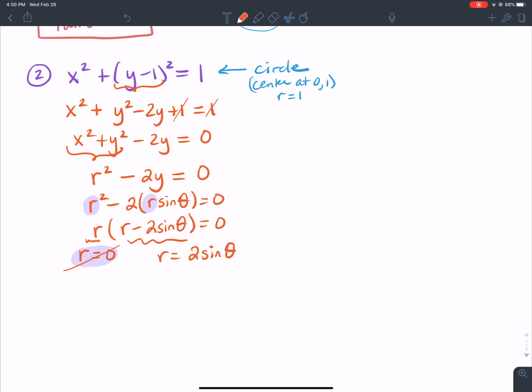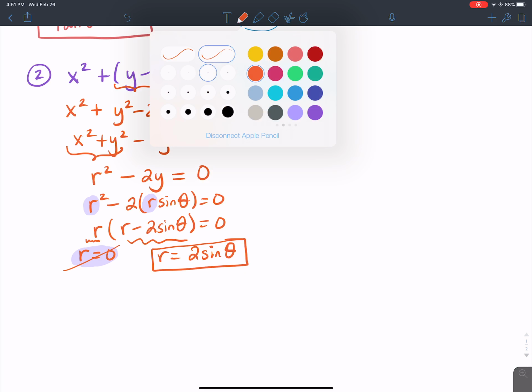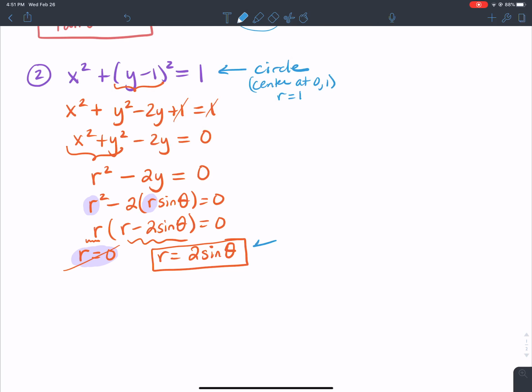And we already mentioned at the top, this should be a circle with a center at (0, 1) and a radius of 1. So we toss out the r equals 0, because it doesn't make any sense for this problem. And we box in what we have left. So what we have here should also be a circle with a center at (0, 1) and a radius of 1.